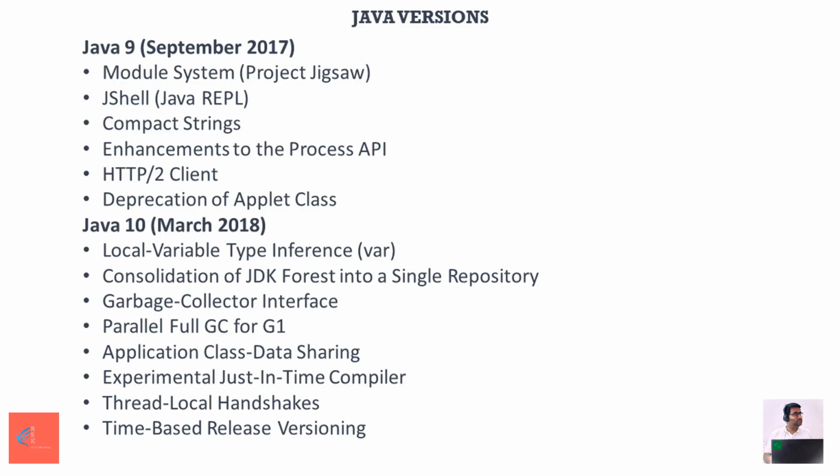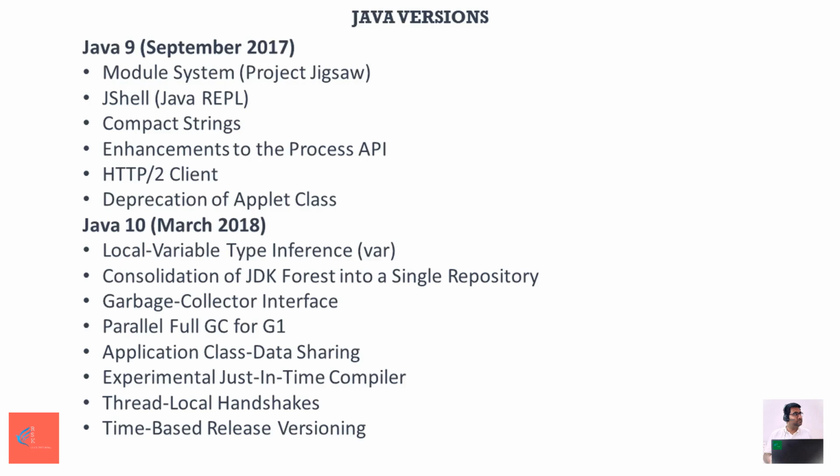Java 9 introduced JShell, a read eval print loop (REPL) for Java. It provides an interactive way to evaluate declarations, statements, and expressions. Compact strings improve the storage of strings in memory to reduce their memory footprints. Java 9 added methods to process builder class for controlling and managing native process more efficiently to enhance the process API.